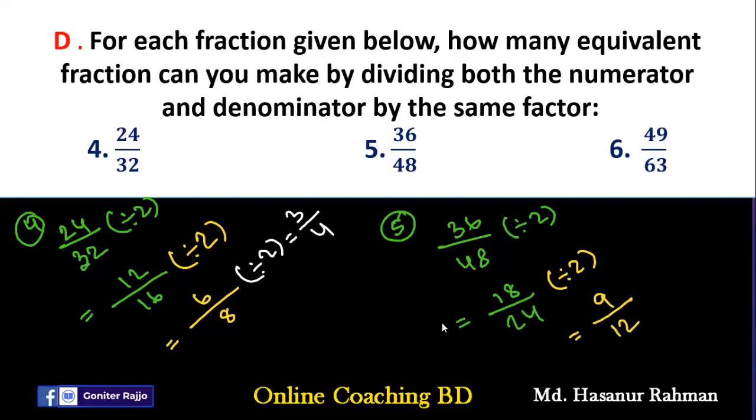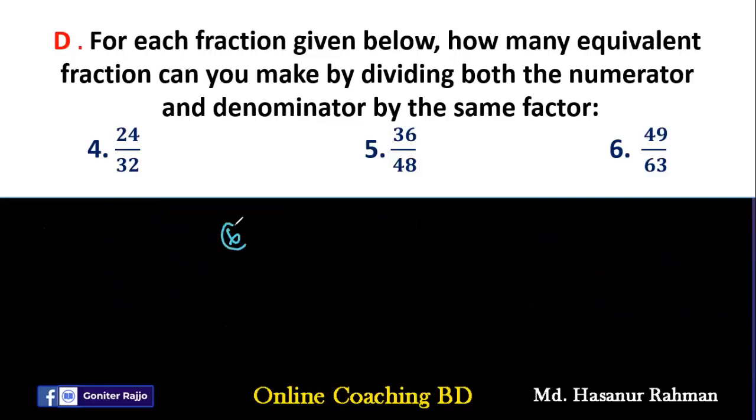Then we have to divide this 9 by 12 by 3, because 3 is the common factor of 9 and 12. So we can divide 9 and 12 by 3. 3 3s are 9, 3 4s are 12. So 3 by 4 will be the lowest fraction of 36 by 48. Now number 6. Number 6 says 49 divided by 63. How can you solve it? We can find out the lowest fraction by dividing this fraction by 7. Okay, 7 7s are 49, 7 9s are 63.